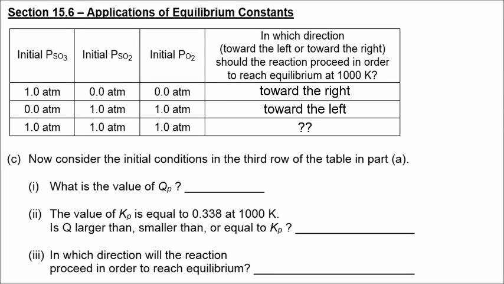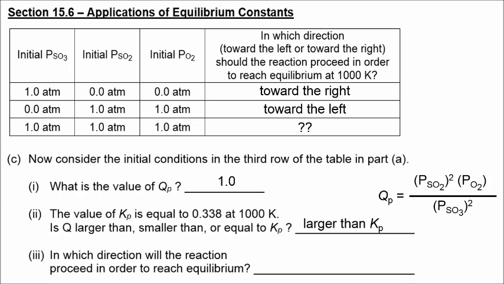gases. The value of Q would be to take one atmosphere for SO3, SO2, and O2 and plug it into the equilibrium expression. So 1 squared times 1 divided by 1 squared is 1. Now it turns out that the value of Kp is actually 0.338. So Q, which is 1.0, is larger than K. Q is larger than K. What does that mean? It means you have too many products or not enough reactants.